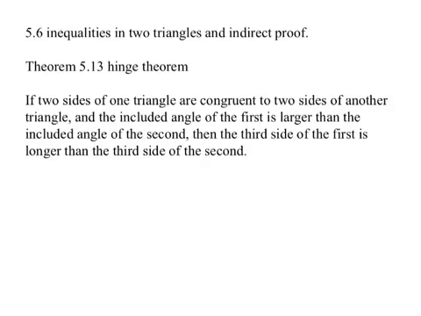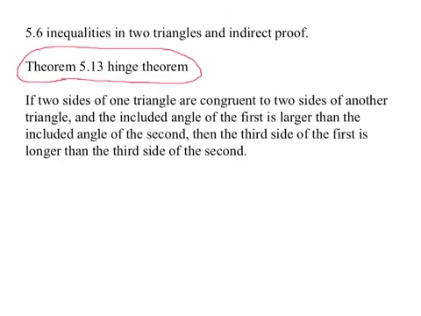Today we're going to start section 5.6, inequalities in two triangles and indirect proof. We have a new theorem today. It is theorem 5.13, the Hinge theorem. If two sides of one triangle are congruent to two sides of another triangle, and the included angle of the first is larger than the included angle of the second, then the third side of the first is longer than the third side of the second.